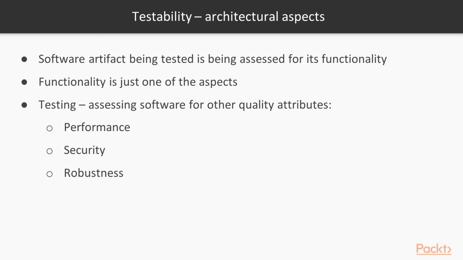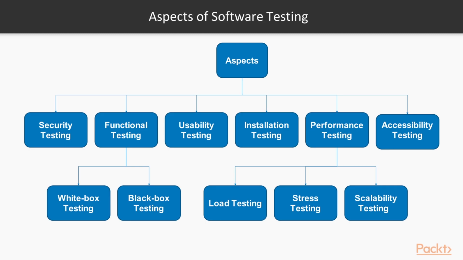Now let's look at the topic, testability, architectural aspects. Software testing generally implies that the software artifact being tested is being assessed for its functionality. However, in practical software testing, functionality is just one of the aspects that can fail. Testing implies assessing the software for other quality attributes, such as performance, security, robustness, and so on. Due to these different aspects of testing, software testability is usually grouped at different levels. We will take a look at these from the point of view of software architecture.